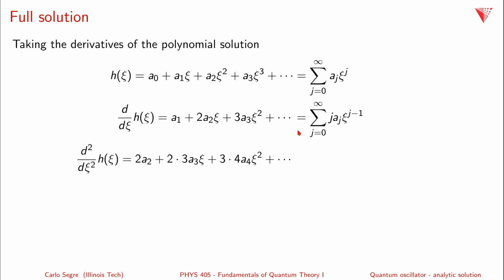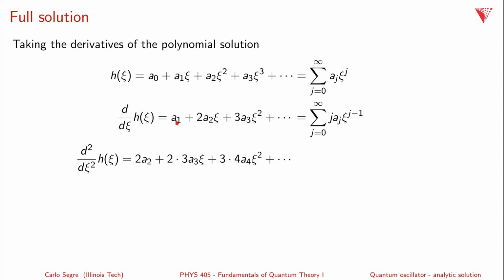The second derivative, d squared by dc squared of h, is 2 a sub 2 plus 2 times 3 times a sub 3 c plus 3 times 4 times a sub 4 c squared. And again, I want to start with the sum that starts at 0. So this time I'm going to do something slightly different. Notice that every term except the first one has two factors multiplied times it. The first one is from the first derivative, and the second is from the second derivative. This is from the first time you take the derivative. This is from the second time.